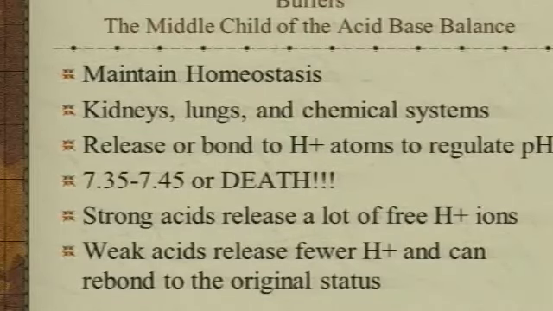Kidneys, lungs, and blood, I would write blood above chemical systems, help to maintain this balance, okay? We're going to have a release of hydrogens from strong and weak acids. You don't have to really get much into this, but I want you to understand a little bit of the concept. Strong acids will release a lot of free hydrogen. Weak acids release fewer hydrogen, and can actually revert back to a buffer system. We'll get into that in a little bit, okay? So strong acids are going to release more hydrogen. Weak acids release fewer.